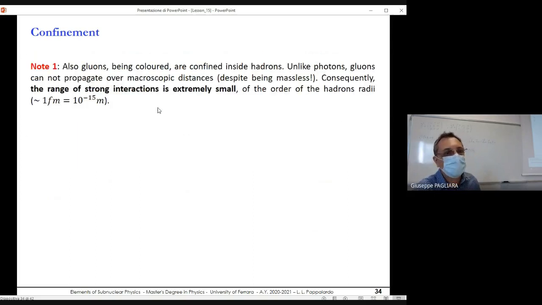Few comments. Of course, not only quarks, but also gluons carry color charge, and so they must be confined into hadrons. So confinement applies to quarks, but also to gluons. Unlike photons, gluons cannot propagate over macroscopic distance despite being massless. We know that the range of the electromagnetic interaction is infinite because the photons are massless. Gluons are also massless, but the range of the strong interaction is 10 to the minus 15 meters, because gluons can only be confined into hadrons, and this is the dimension of hadrons. So order 1 Fermi.